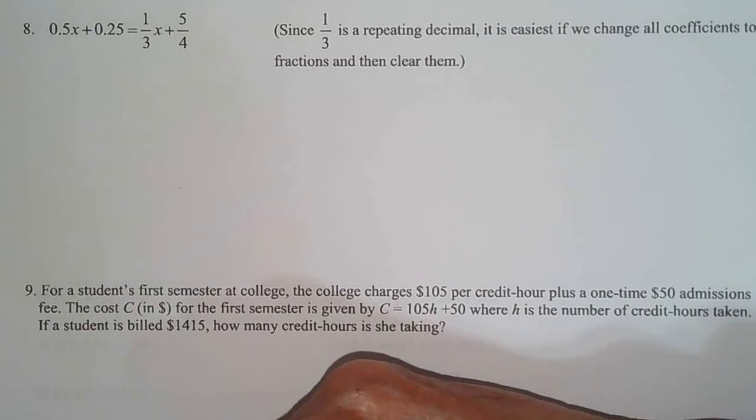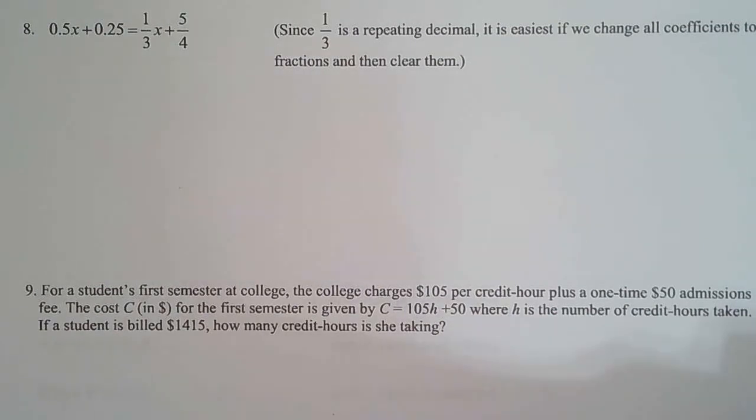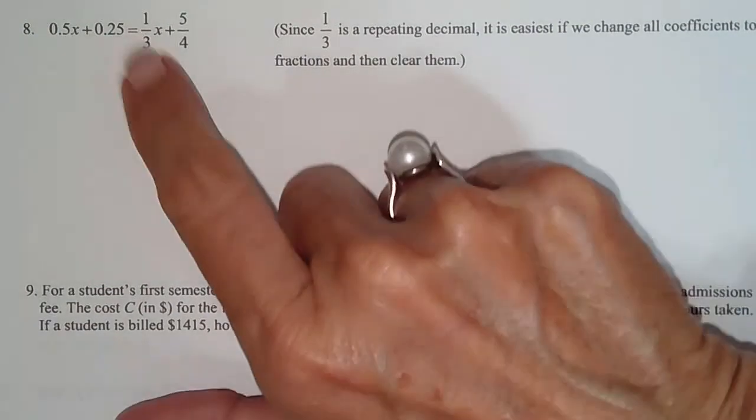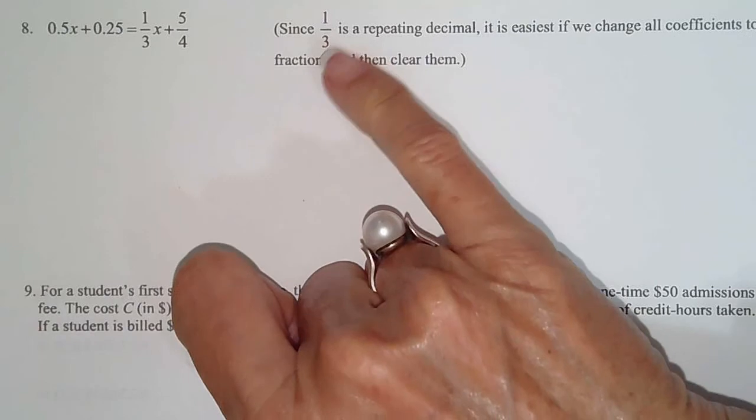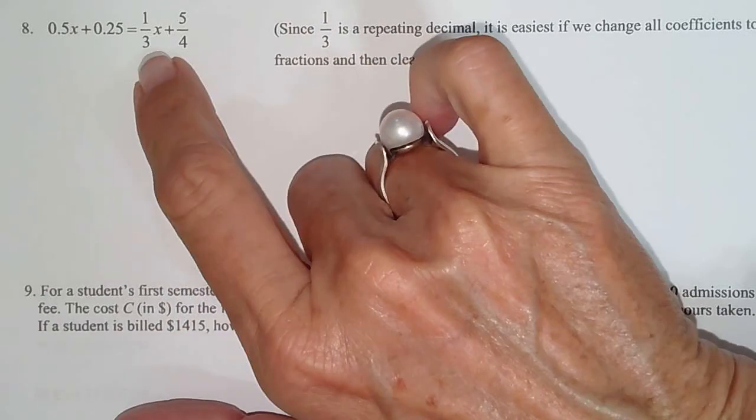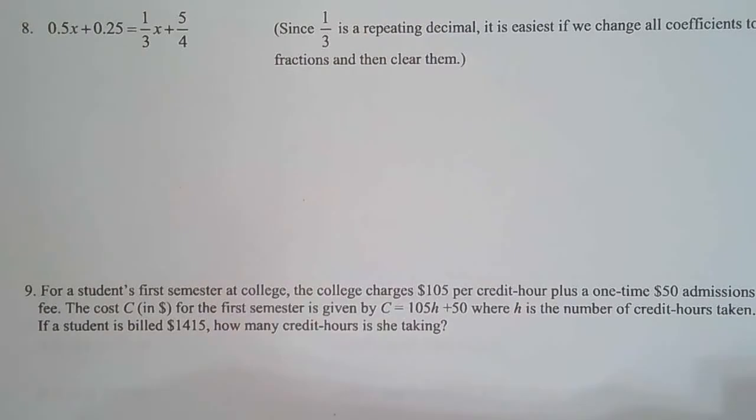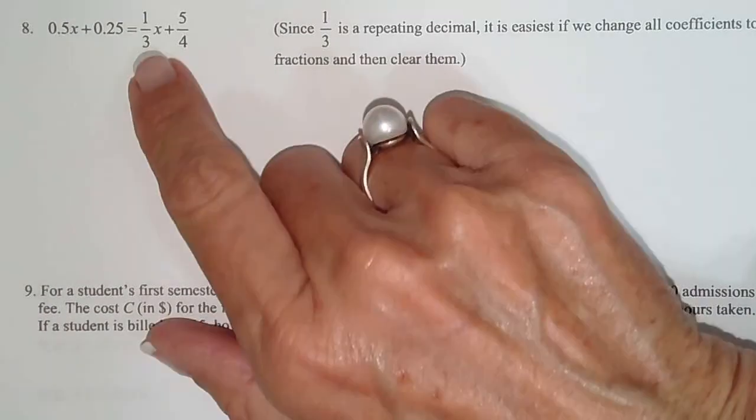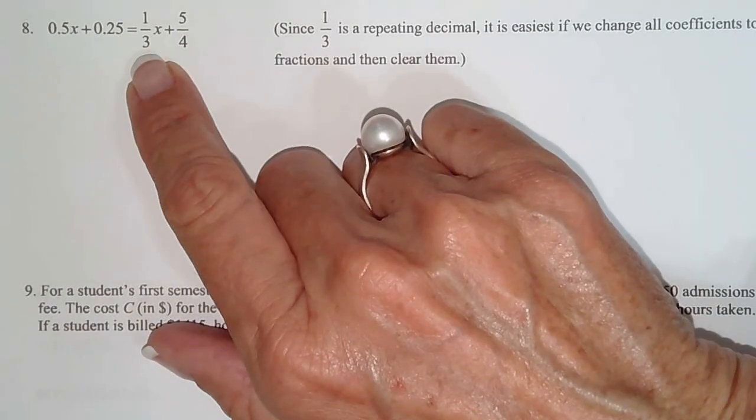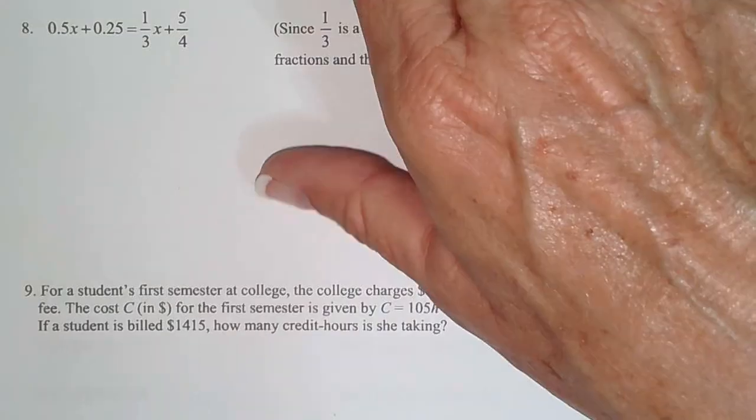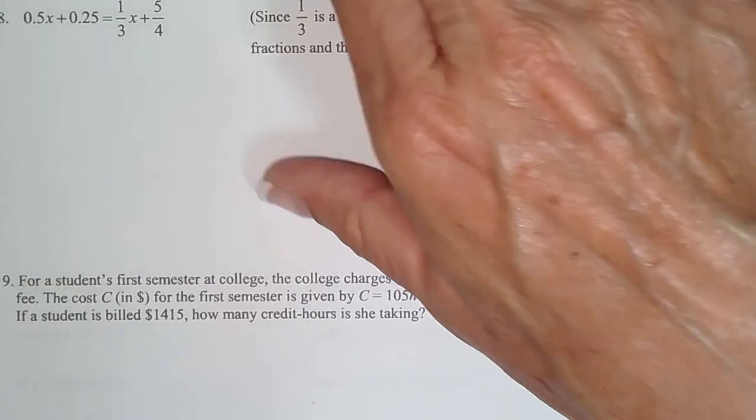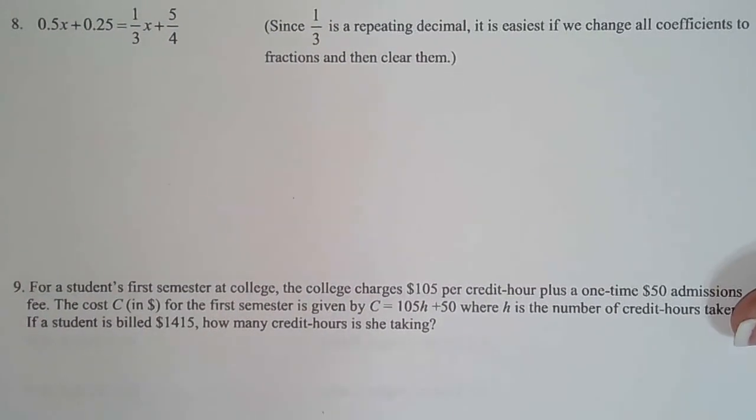So most students, first instinct, change them all to decimals. Bad idea. And I wrote why here. 1/3 is 0.33333333333333. So how are you going to work an algebra equation with that in it? You can't. So if you have a fraction that can't be turned into a nice decimal, then that means you should turn them all into fractions.